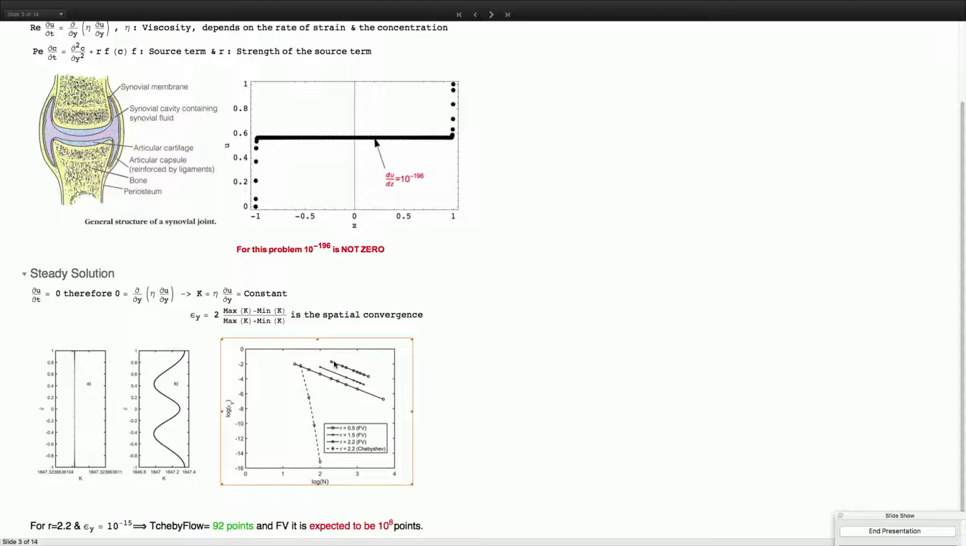And same for the same R, this is the finite volume solver. If you just extrapolate the slope of this curve, you'll reach somewhere here, which is expected to be 10 to the power 8 points that you will need to obtain such a result, if it is possible without round-off error propagation or divergence.